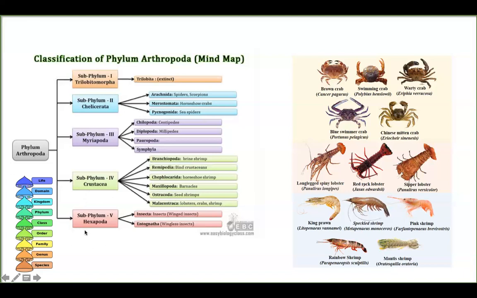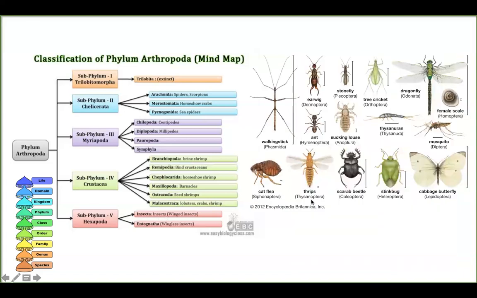Then another important area of interest is subphylum Hexapoda, where the classes include Insecta and Entognatha. So these belong to the subphylum Hexapoda, and class Insecta has the ant, earwig, stonefly, tree cricket, dragonfly, scarab beetle, stink bug, cabbage butterfly, etc.